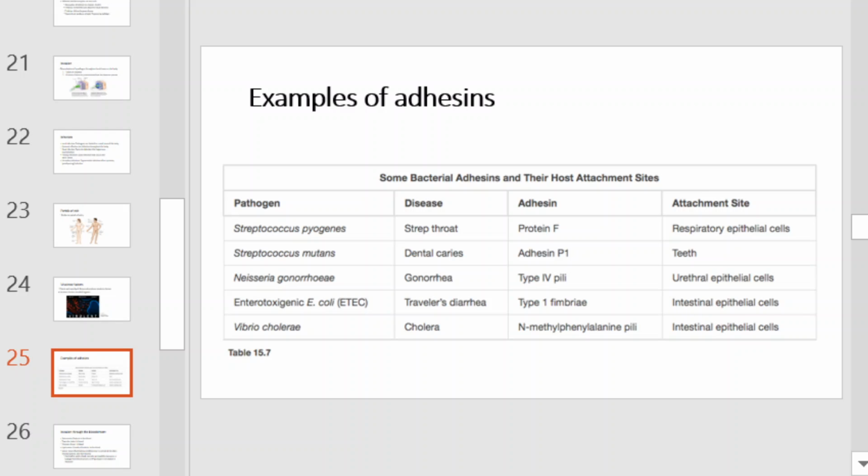Some examples of virulence factors and adhesions are listed for you here in this table. Pause the video and take a moment to familiarize yourself with the pathogen, the disease, the adhesion, and attachment site.